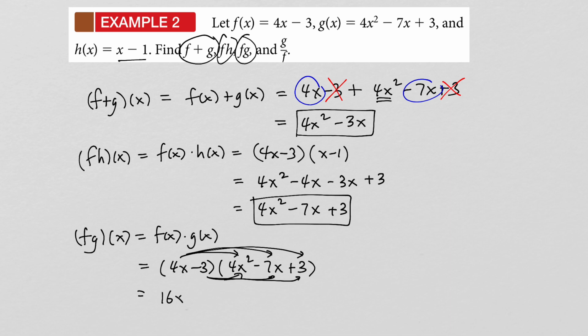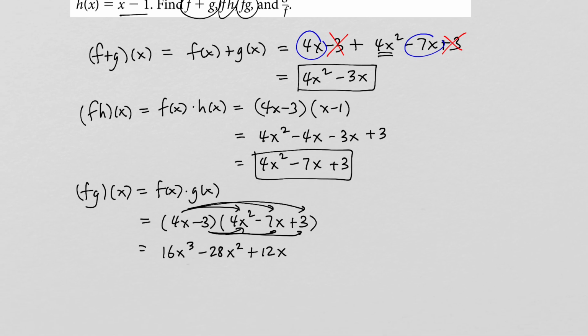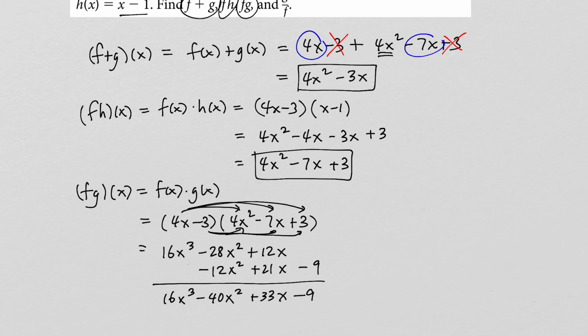So that gives us 16x to the third minus 28x squared plus 12x. And then we have minus 12x squared plus 21x and then minus 9. Combining like terms, 16x cubed, take away 40x squared plus 33x minus 9.